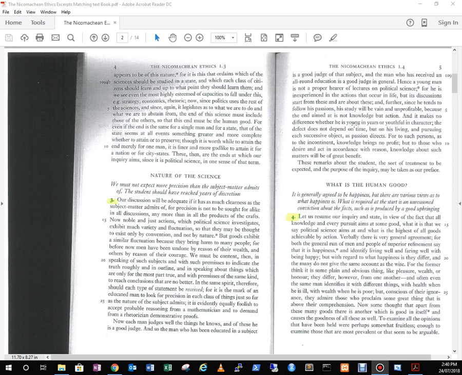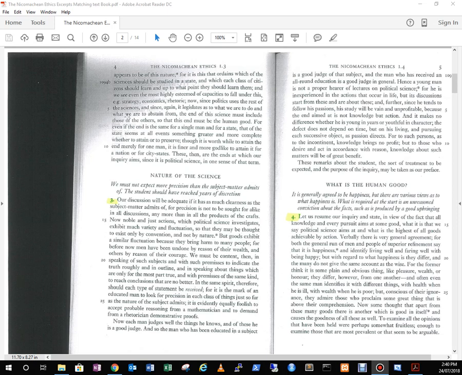But of course, that's not just about a young person. It's about anyone who's youthful in character. And you can imagine a young person actually having an older character and being ready to study this. Okay. But to those who desire and act in accordance with reason, knowledge about such matters will be of great benefit. So what he's saying is that you need to be someone who acts in accordance with reason in order to benefit from political science.